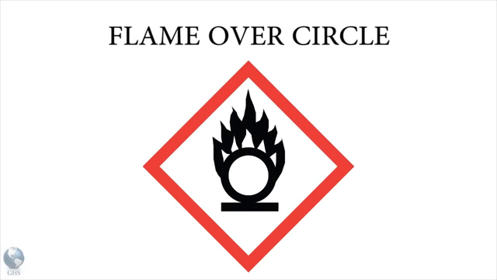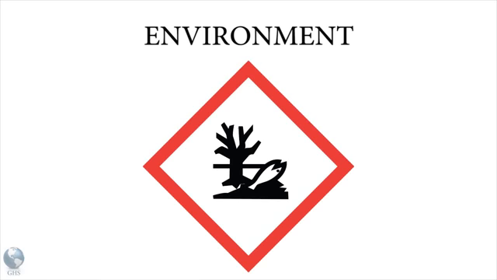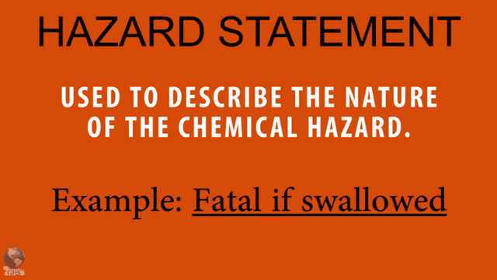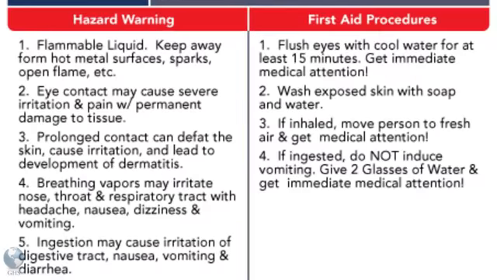Oxidizers are chemicals that produce additional oxygen in an environment which may cause or contribute to the combustion of other materials. These chemicals will be indicated with a flame over circle pictogram. The environment pictogram is a non-mandatory category. I've included it here for your information. Hazard statements are used to describe the nature of the chemical hazards, including, where appropriate, the degree of hazard. All of the applicable hazard statements must appear on the label. Hazard statements may be combined where appropriate to reduce redundancies and improve readability.